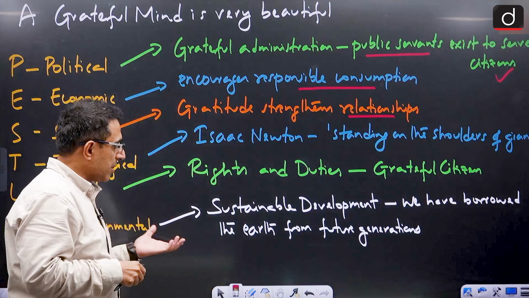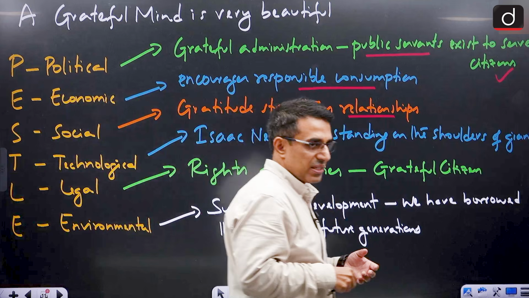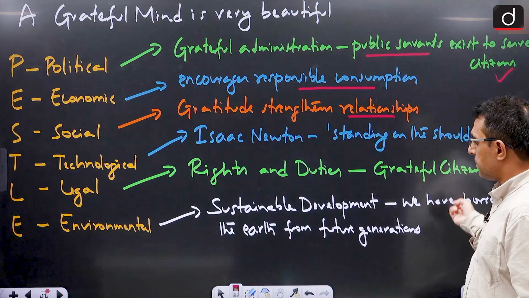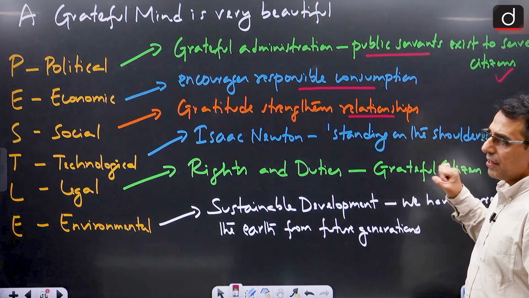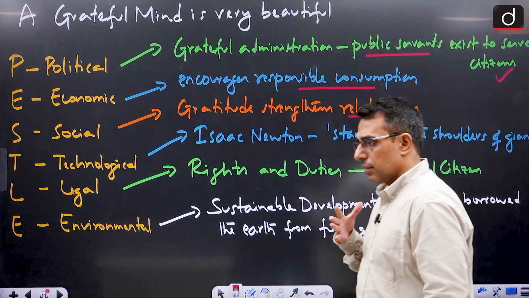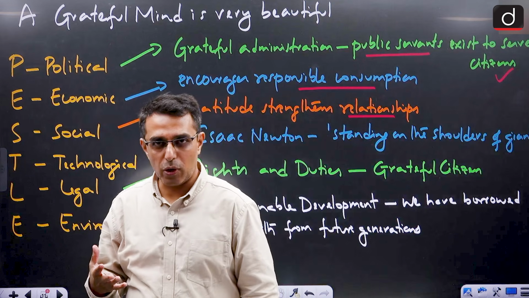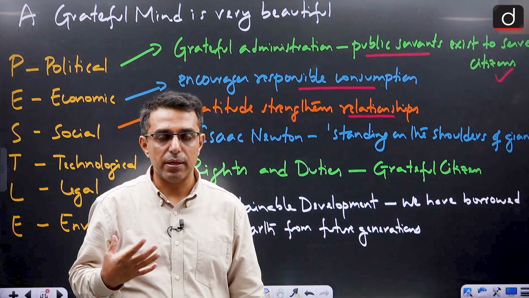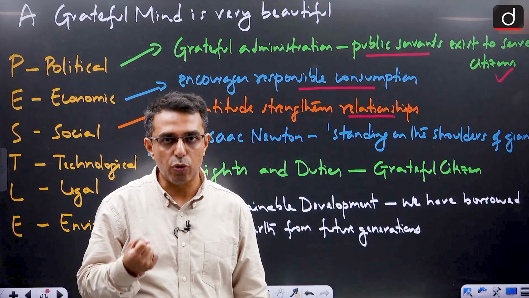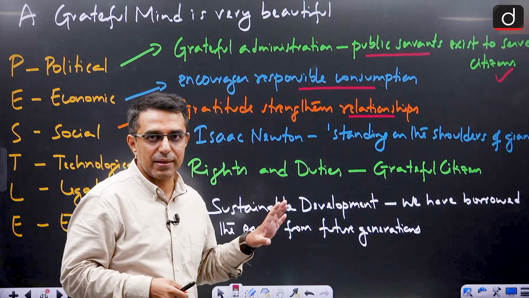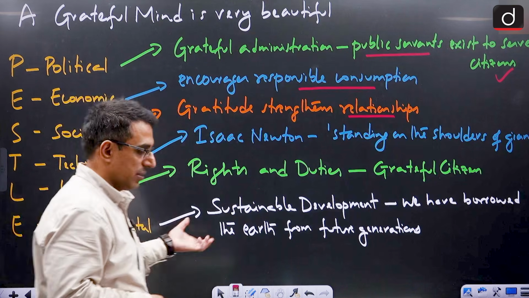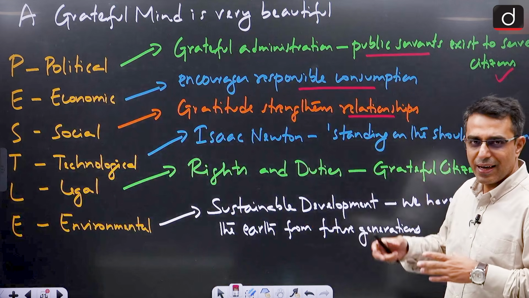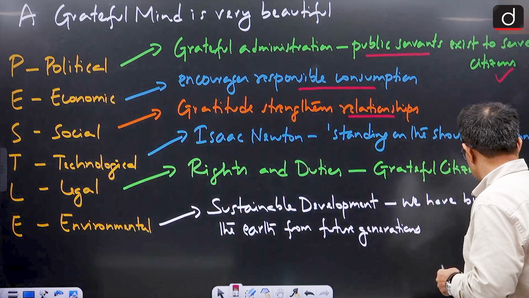Then we come to the environmental dimension, where again we can talk about sustainable development. In sustainable development, we can say that a grateful mind will always think that the planet is not ours to exploit. We have borrowed it from future generations, and it is our responsibility that we hand it over to them in good condition. So that idea can be explored in this environmental dimension of this topic, right? So this is how we can explore multiple dimensions.